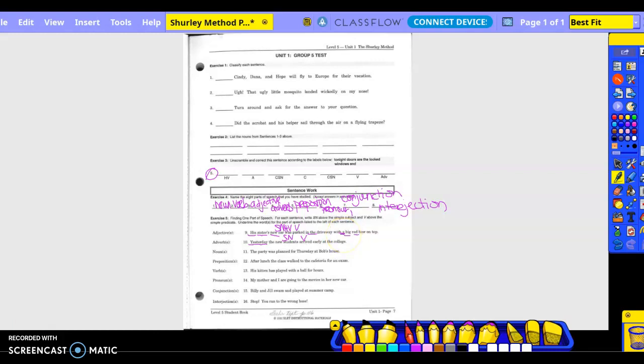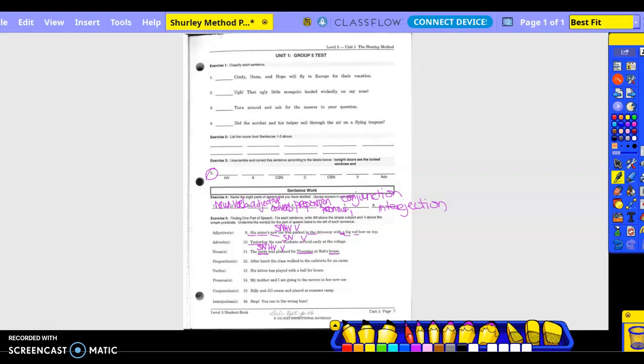The party was planned for Thursday at Bob's house. What was planned for Thursday at Bob's house? Party. Subject noun. What is being said about the party? Was is the helping verb. Planned is the verb. What's our noun? Party. Thursday and house.